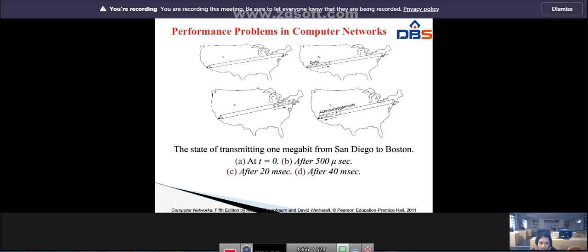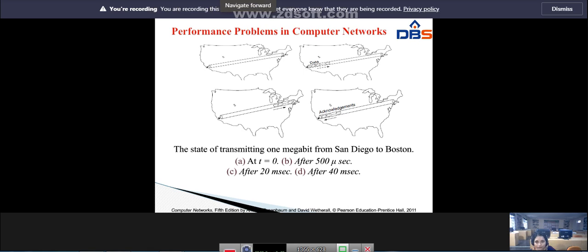Okay, so after 20 milliseconds, at the C diagram, the data has reached the receiver side. After receiving the data, after 40 milliseconds the receiver sends the acknowledgement to the sender. So this is the transmission state of the megabits, the state of transmission of 1 megabyte from San Diego to Boston. Okay, so these are the performance problems in computer networks.